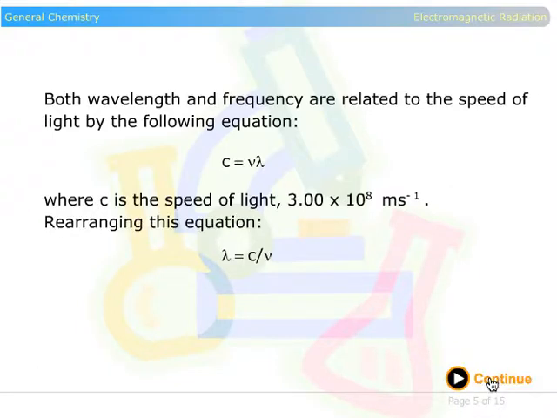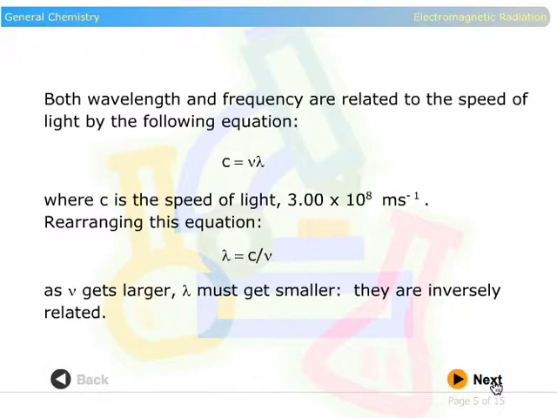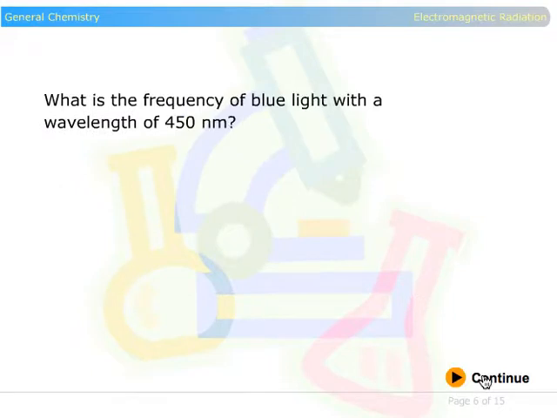So you can rearrange it. They are inversely proportional. So since the speed of light is a constant, the wavelength and frequency are inversely proportional. What that means is as one gets large, the other one has to get small. All right, so let's take a look at this.